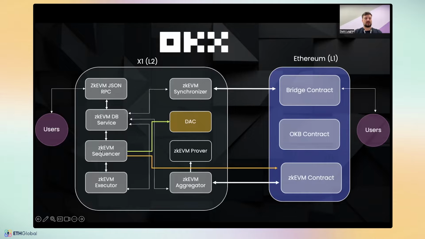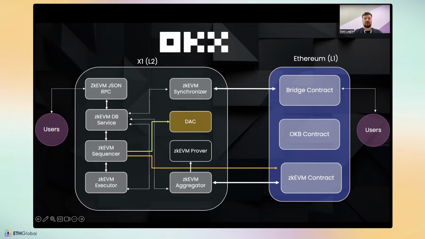Then we have a sequencer that produces blocks of transactions and batches of blocks. Once we have blocks of transactions, the ZK EVM executor executes them and updates the state database. And as you can see here, this database service is a core component of the layer 2. It's connected to many of the other services. It provides, for example, the transaction pool database, state database, events database, and so on.